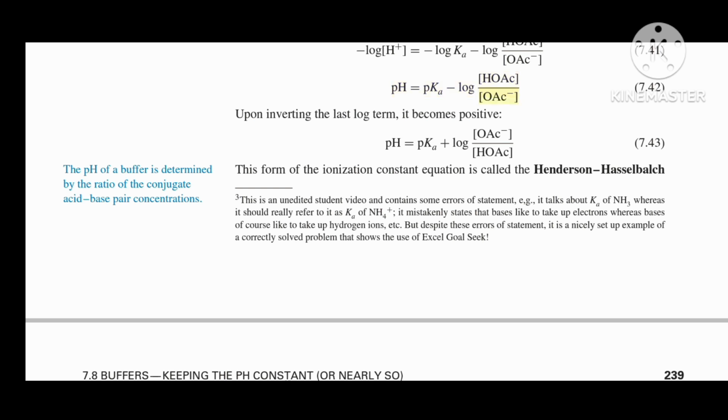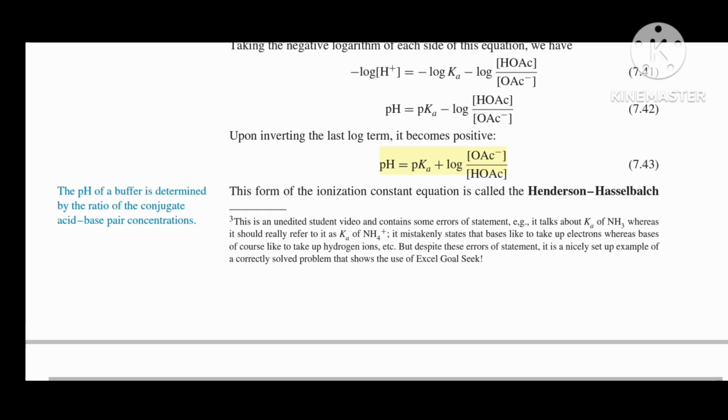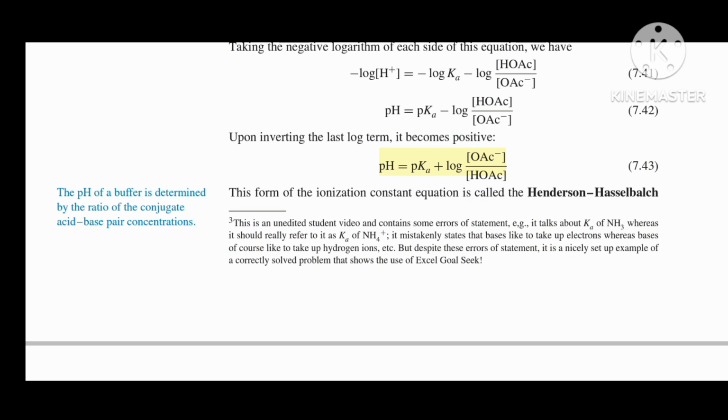Upon inverting the last log term, it becomes positive. pH equals pKa plus log [OAc−]/[HOAc]. The pH of a buffer is determined by the ratio of the conjugate acid-base pair concentrations.